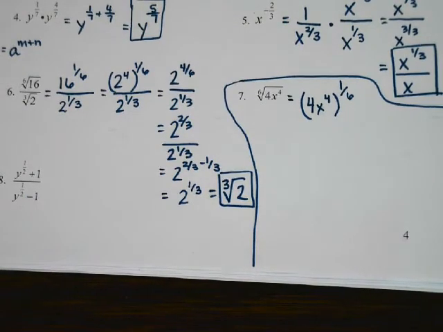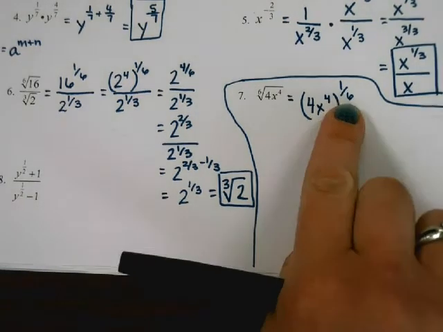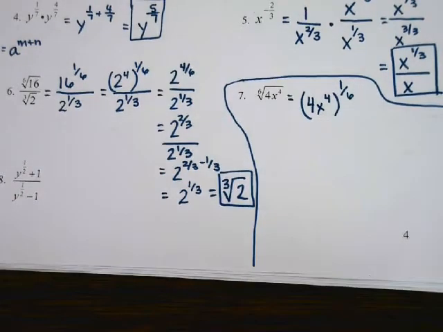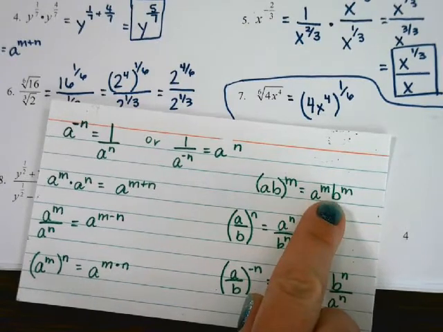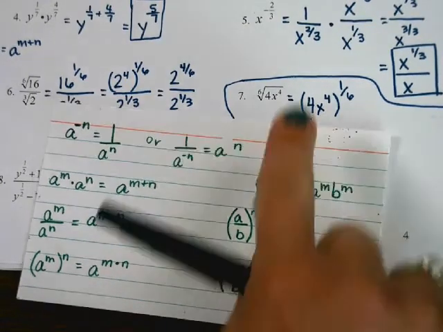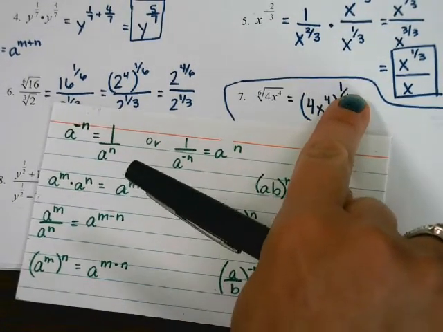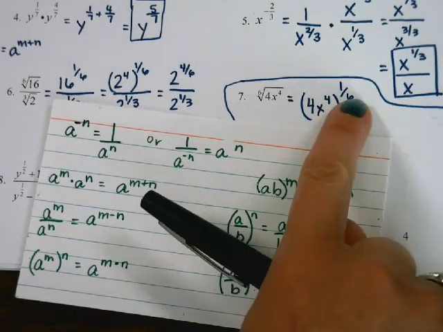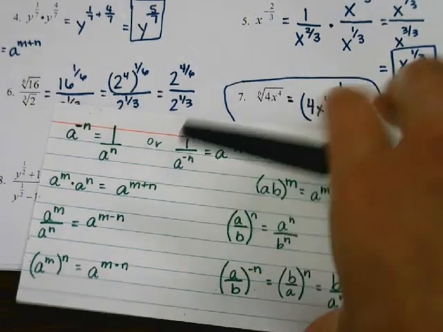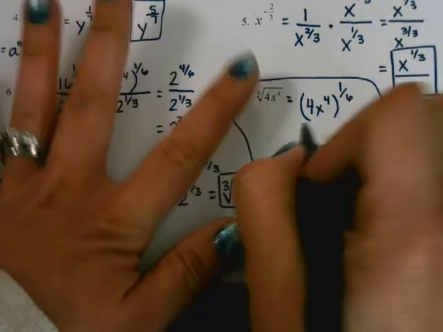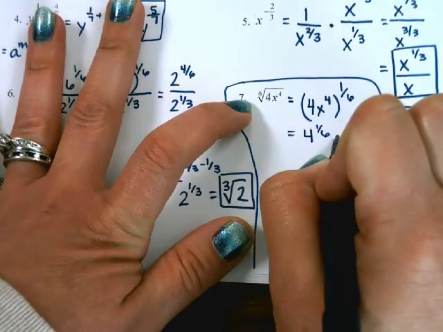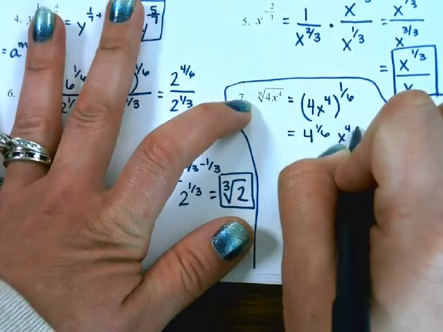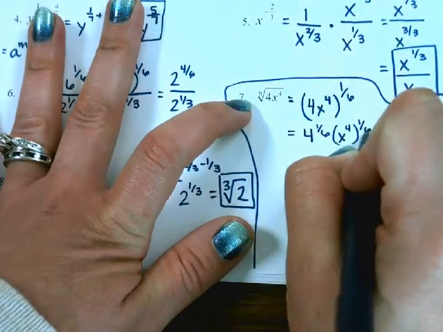Okay, what's my rule say when I have a whole bunch of stuff inside the parentheses and they have an exponent out? Yeah, we got some power to a power and everybody gets it, right? So that 4 is going to get a power of 1/6 and the x to the 4th is going to get a power of 1/6, right? Alright, so this is 4 to the 1/6, x to the 4th to the 1/6.